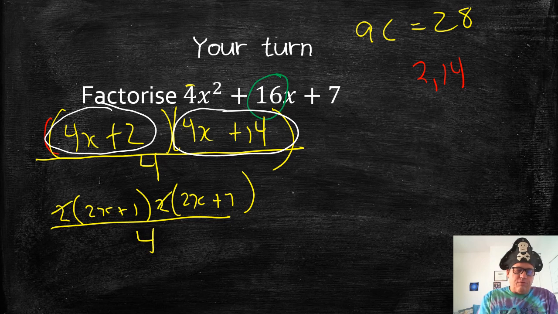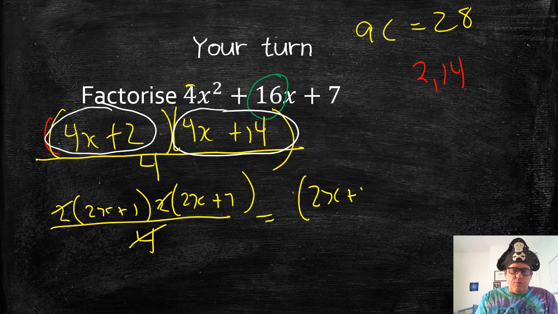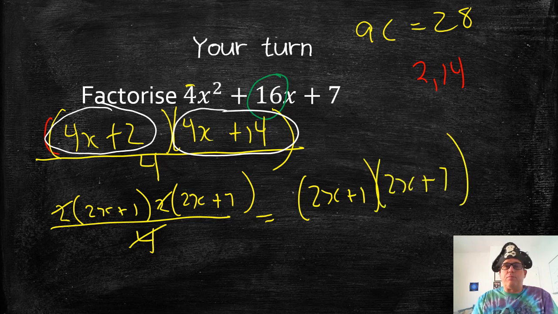2 times 2 is 4, divided by 4 is 1. Which leaves me with 2x plus 1 times 2x plus 7. Again, you can expand the brackets to make sure that works, or go back and check your notes from last time. I recommend, if you like the sound of this, go back with the ones we did last time and practice as you go through them.